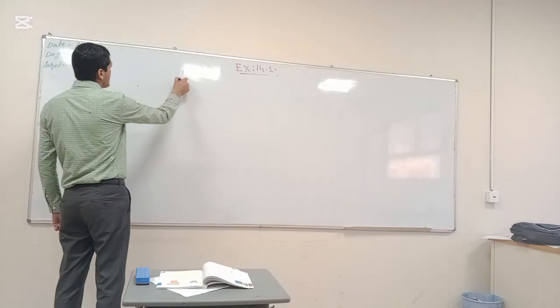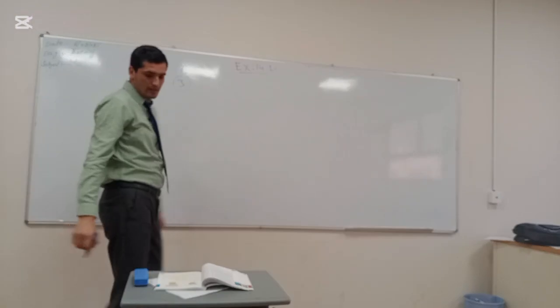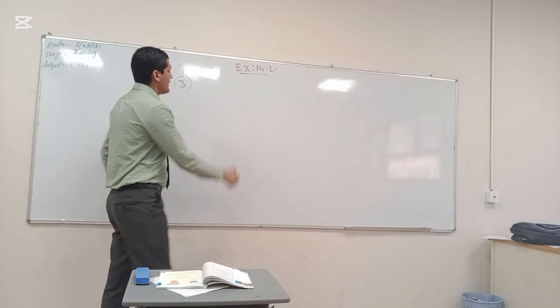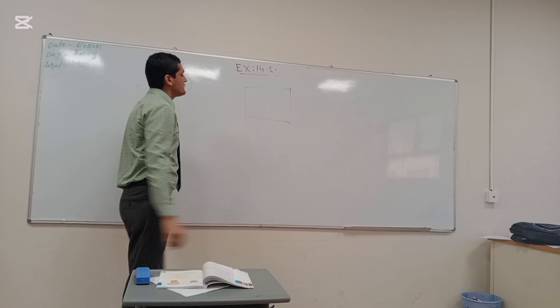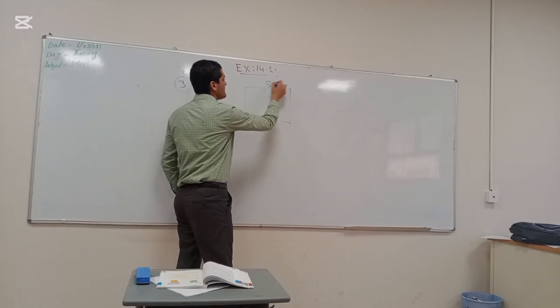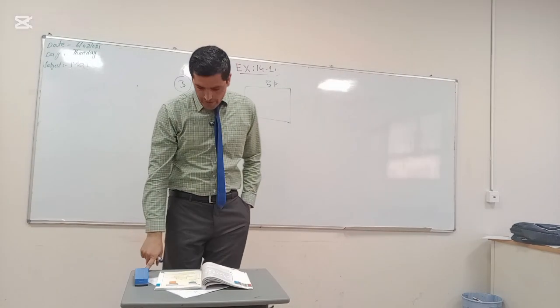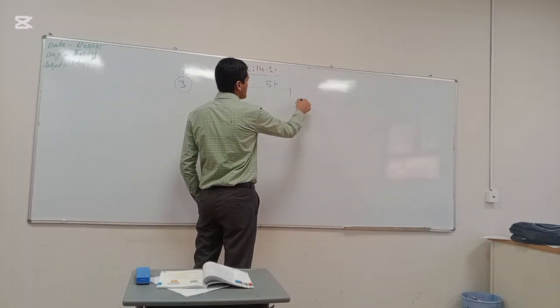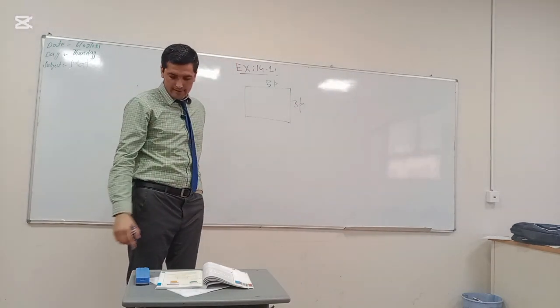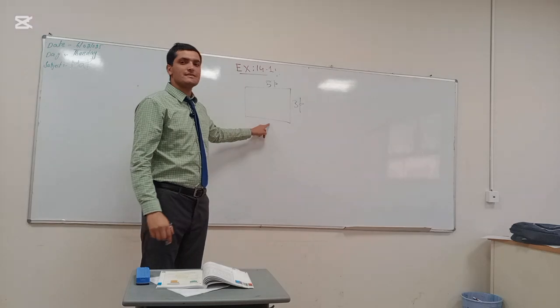Okay, let me do problem 3. Point P. Okay, this is a rectangle and this one is 5P. P is any variable or any unknown. This is 3P. And if this is 5P, then how much is this?